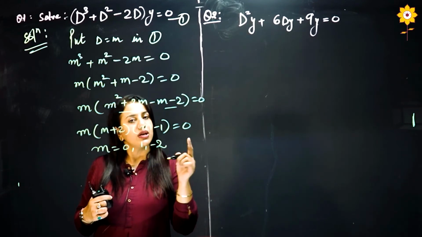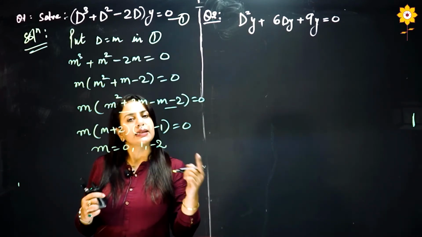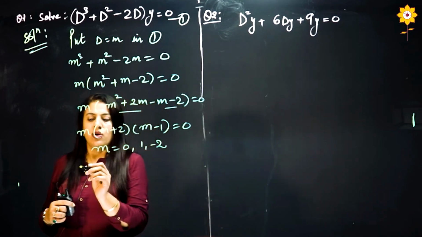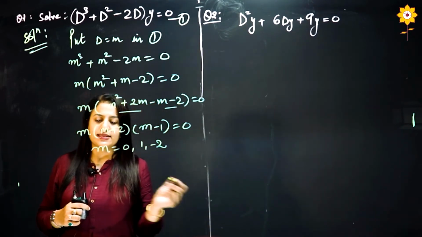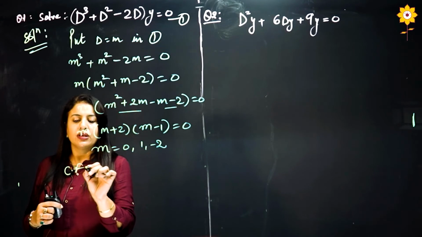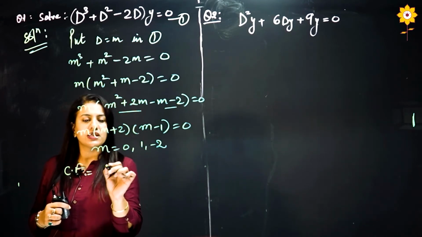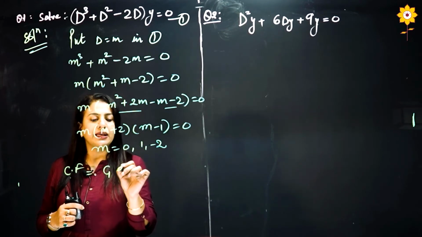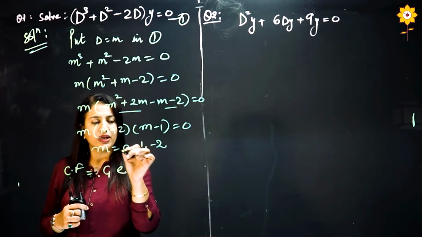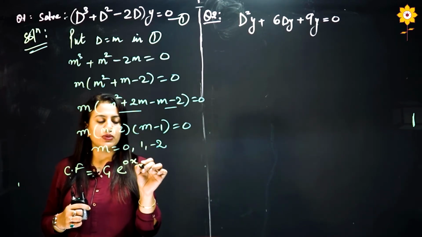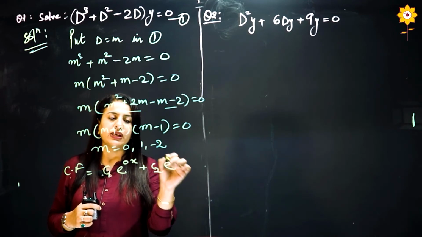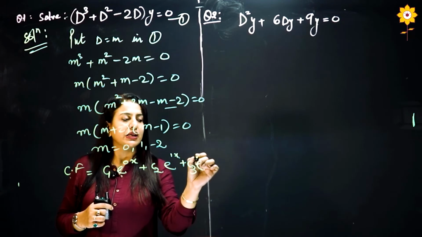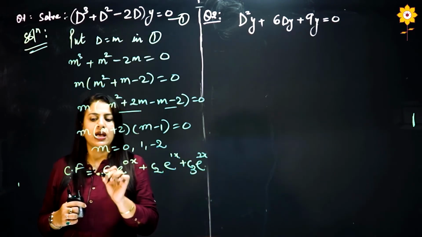Since these roots are real numbers as well as distinct, case number 1 is applicable. Roots are real and distinct. So you can find the complementary function, which is given by introducing constant c1 and e raised to m1x, where my root is 0, so we will write 0x. Second is c2 e raised to 1x, and third would be c3 e raised to minus 2x.